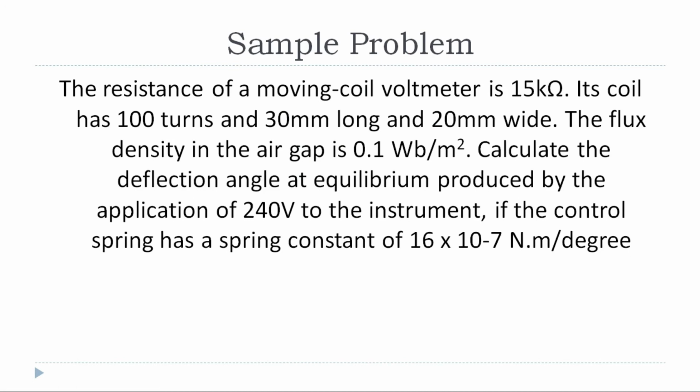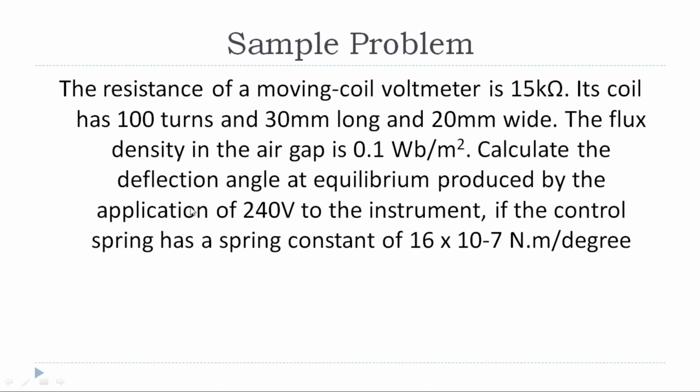The resistance of a moving coil voltmeter is 15 kilo ohms. Its coil has 100 turns and is 30 millimeter long and 20 millimeter wide. The flux density in the air gap is 0.1 Weber per meter squared. Calculate the deflection angle at equilibrium produced by the application of 240 volts to the instrument if the control spring has a spring constant of 16 times 10 to the negative 7 Newton meter per degree. Oh, this one is a bit difficult.